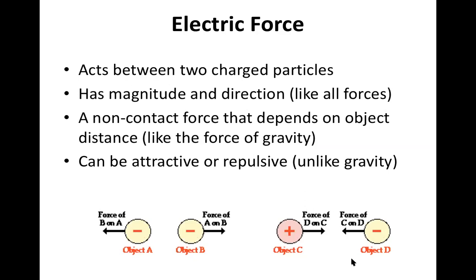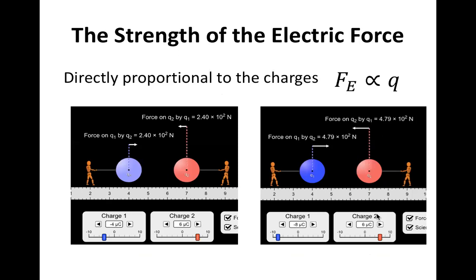For example, there is a repulsive force between the two negative charges here. Object A is experiencing a repulsive force to the left, and there's also another force pushing object B to the right. This is an example of an action-reaction pair as per Newton's third law. Similarly, there's an attractive force between this positive and this negative point charge, and these also make up an action-reaction pair.